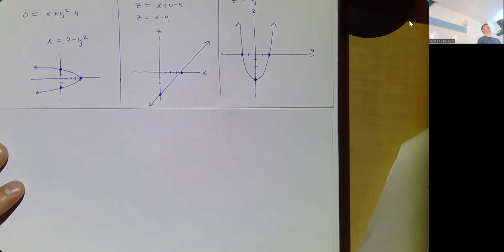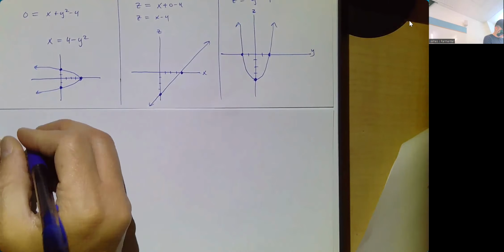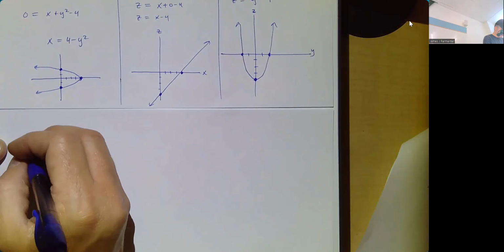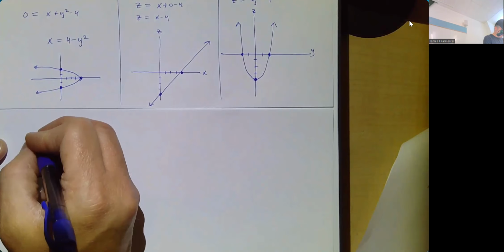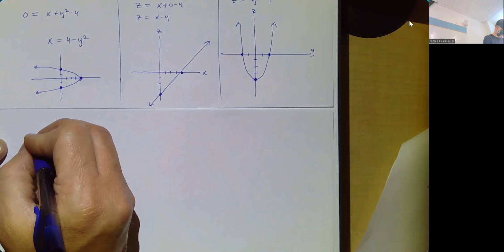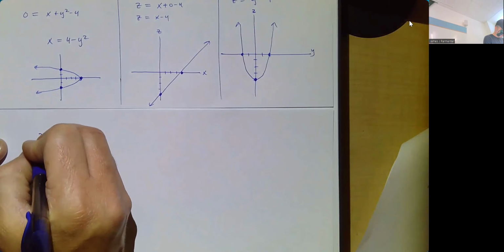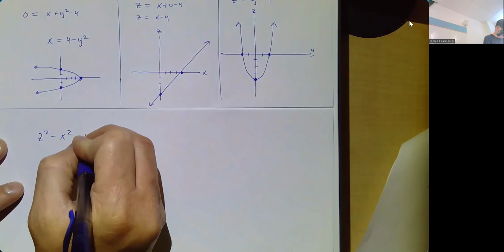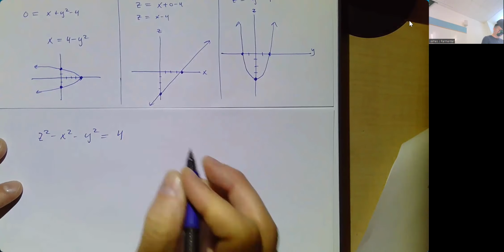Let's say we had something like, think for a second here. That's two sheets. Sorry, it's been a minute since I thought about this. That's kind of terrible. Z squared minus x squared minus y squared equal to 4.